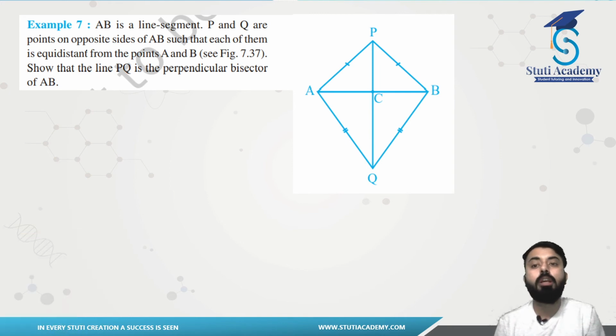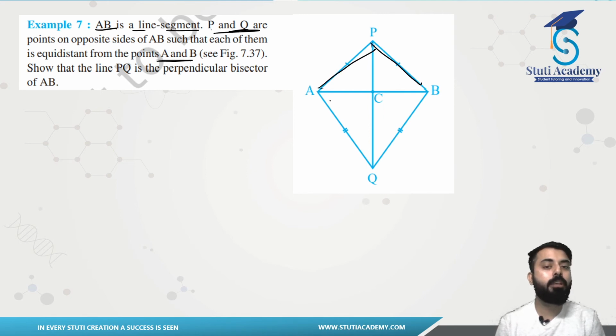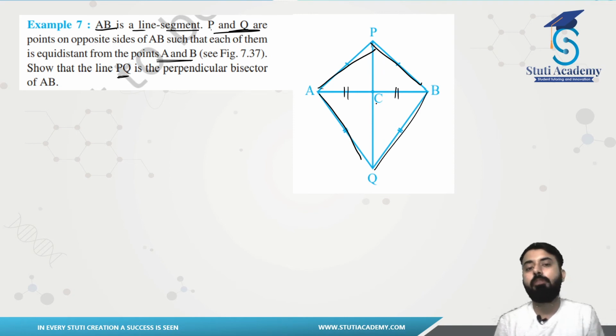So we have this one. AB is a line segment, P and Q are points on the opposite sides of AB, and each of them is equidistant from points A and B. That means P and Q are equidistant from A and B. That means AP is same as PB, and AQ is same as BQ. Show that line PQ is the bisector of AB. We have to show that PQ is bisecting AB. That means AC should be equal to BC. We have to prove this one.